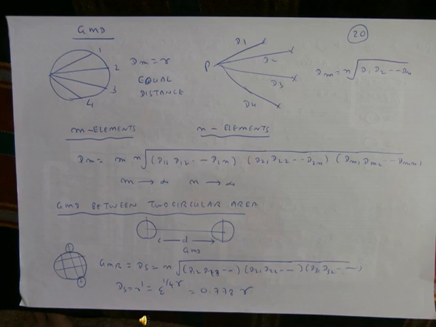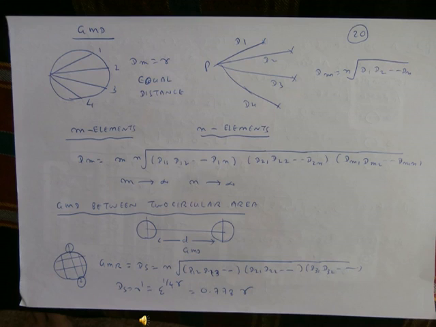So the geometric mean distance between the two circular areas, the GMD, is equal to DS, the n-th root of D12, D13, D21, D22, D31, D32. So DS equals R dash equals e to the power minus 1/4 times R, which is equal to 0.7788 R.